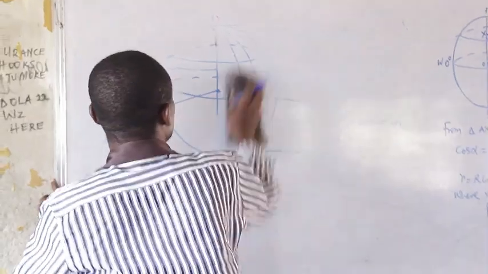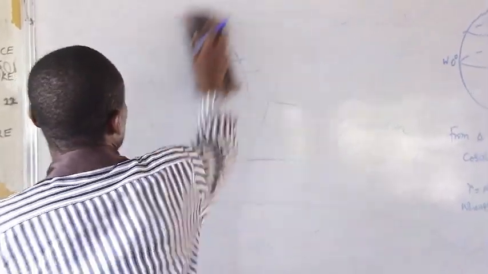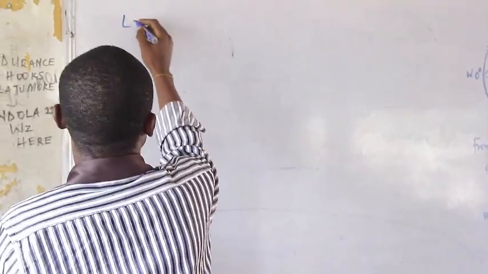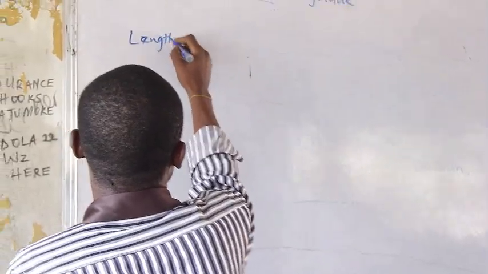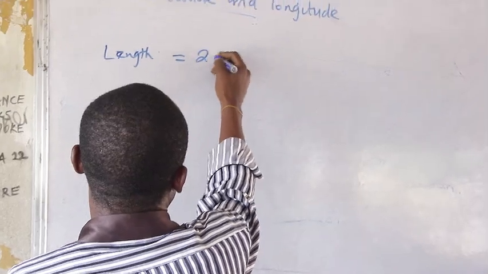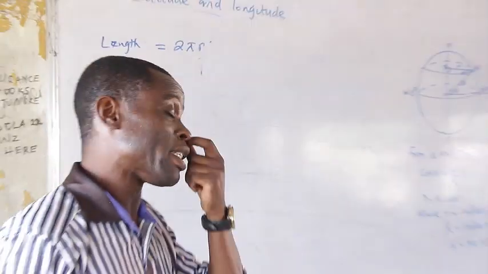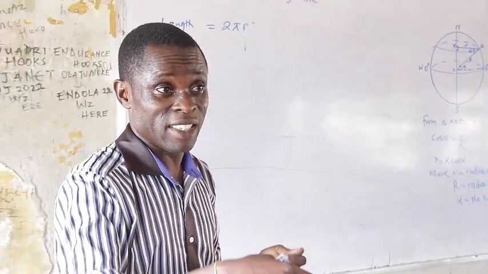Length is equal to 2 pi r. You know, that's the formula. Length of circumference of the circle. That is the length.